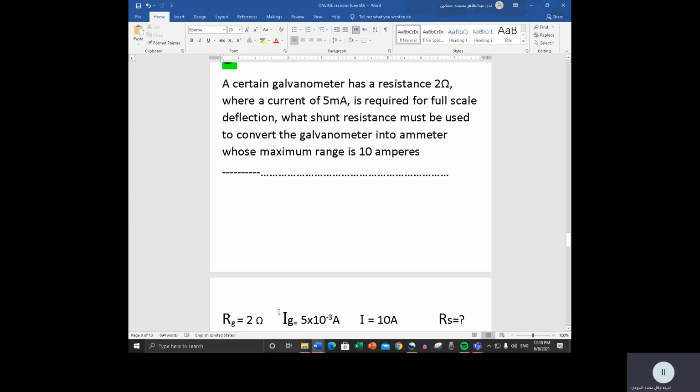So this means that the current of the galvanometer, or the current that can pass in the galvanometer, is equal to 5 times 10 to the power of negative 3 ampere. Why did I multiply by 10 to the power of negative 3? Because he gave it to me in milliampere. I cannot leave it as it is. I have to convert milliampere into ampere by multiplying by 10 to the power of negative 3.